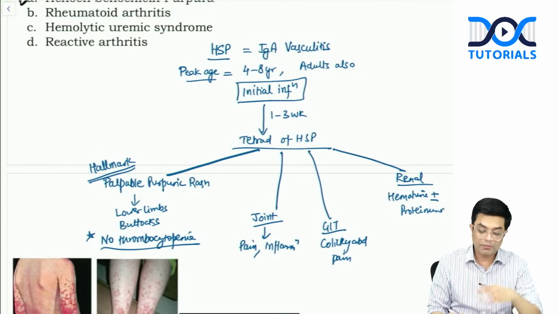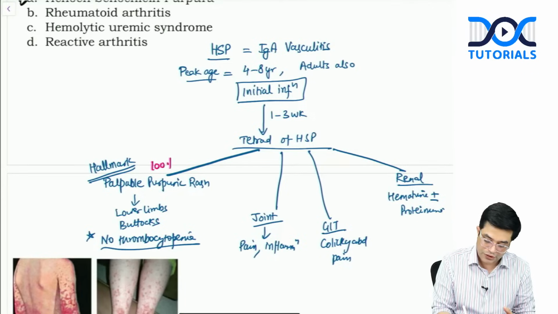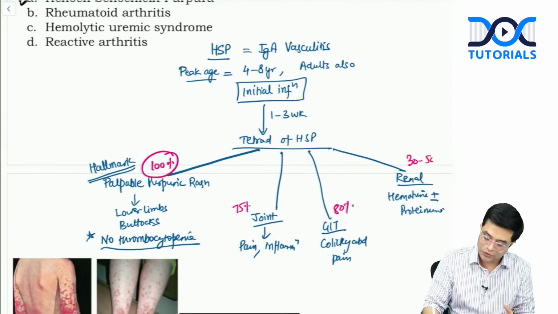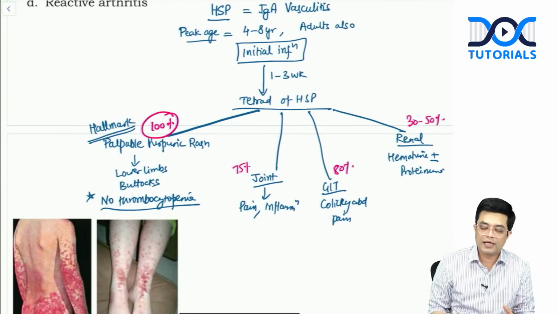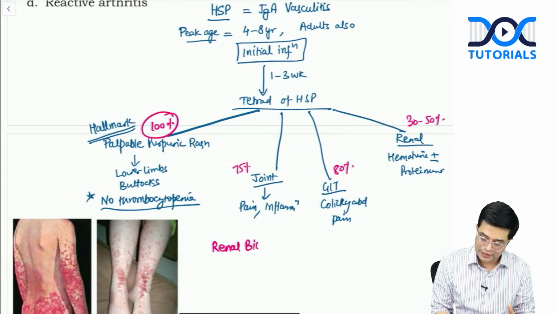If the exam asks about frequency, this is seen in about 75% of patients, this is seen in 80% of patients, and this is seen in only 30 to 50% of patients. And you can do a biopsy in this. If you do a renal biopsy, you will find that these patients have mesangial immunoglobulin A deposits.